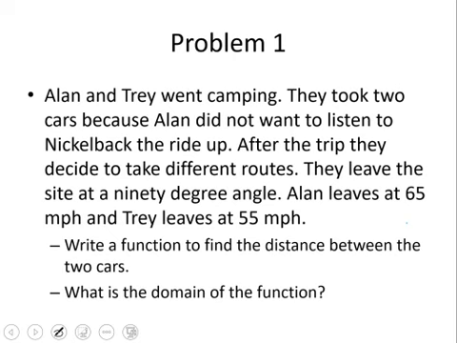They leave the site at a 90-degree angle. So if here's the site, one's going this way, one's going that way, creating a nice 90 degrees. Alan leaves at 65, Trey leaves at 55. Write a function to find the distance between the 2 cars, and then what is the domain of the function. Okay. So take a second and try to figure out what the function would be for this.